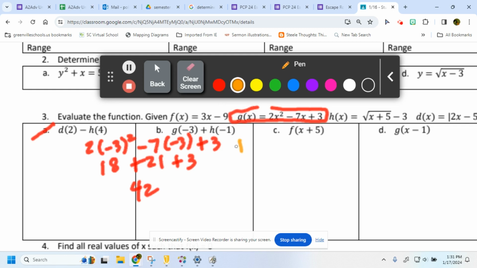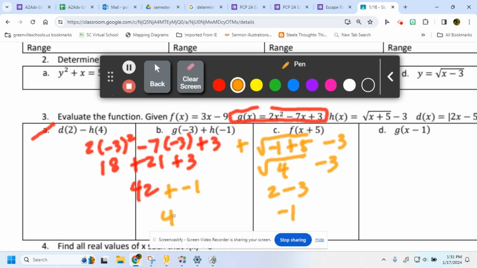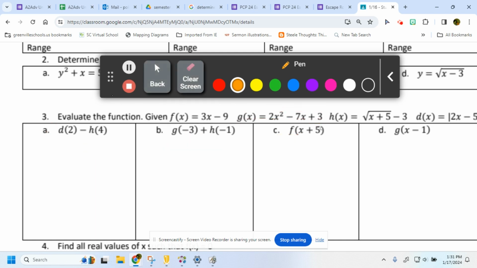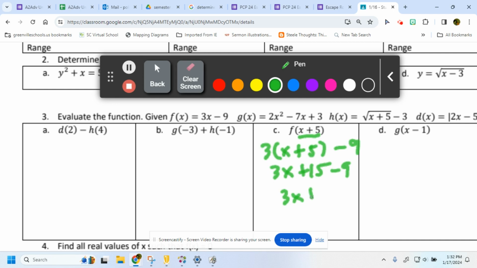And then plus h of negative 1. So you're going to put negative 1 here. So negative 1 plus 5 minus 3. That will give you square root of 4 minus 3. Square root of 4 is 2. 2 minus 3 is negative 1. Since you're adding them, plus negative 1, so the answer is 41. F of x plus 5, that means you're going to plug in x plus 5 to the f here. So 3x plus 5 minus 9. So 3x plus 15 minus 9, 3x plus 6.